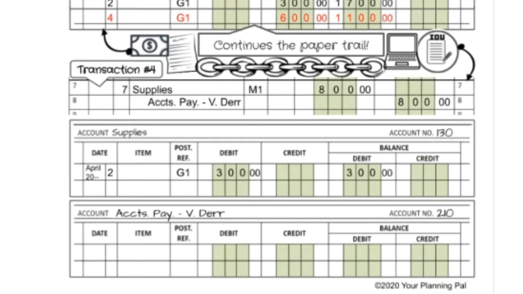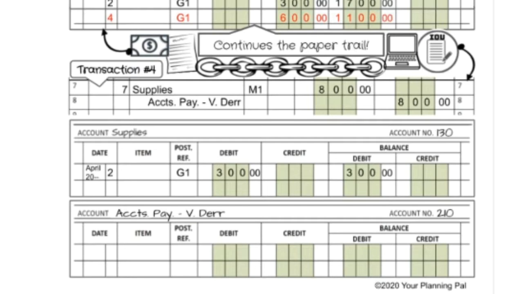So posting from the journal to the ledger is continuing the paper trail. We started with our source document. We journalize those transactions. In the doc note column, we keep track of where we got the information from our source document. In the post-ref column, we say where we're sending it to. So we've got analyzing transactions with source documents, journalizing transactions, posting to the ledger. It just continues that paper trail.